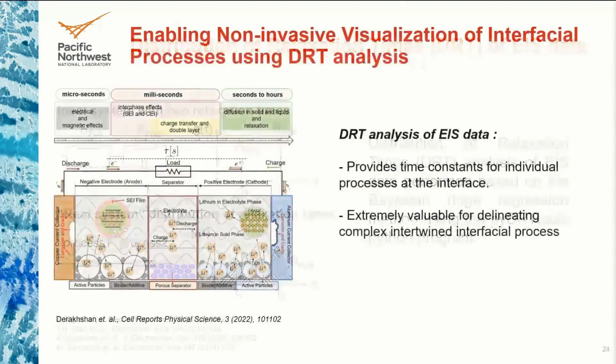This has been a key application in many electrochemical technologies, but particularly in batteries, where it's very useful to characterize the interfacial components or the diffusion components, as I showed in this figure, as a function of time. So it's extremely valuable to delineate complex, intertwined interfacial processes, especially when you are able to collect data at the single entity level during the reaction.